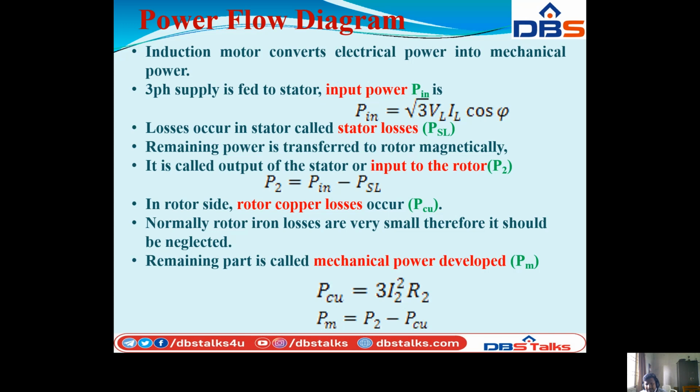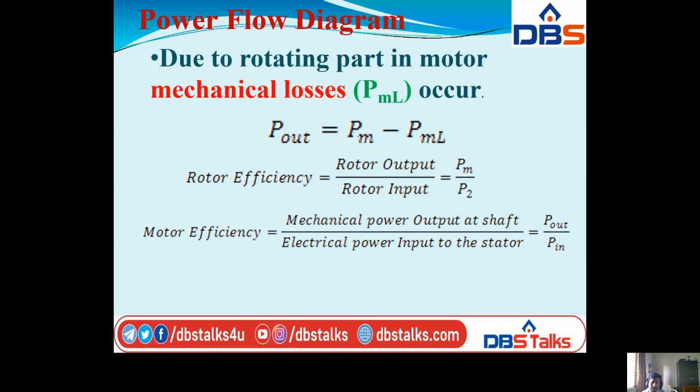Rotor copper loss is equal to 3 I2 square R2. Mechanical power developed is equal to P2 minus PCU. Output power is equal to mechanical power minus PML. Rotor efficiency is equal to rotor output by rotor input. Rotor output is PM, rotor input is P2. Rotor efficiency is equal to PM by P2. Motor efficiency is equal to output power by input power.